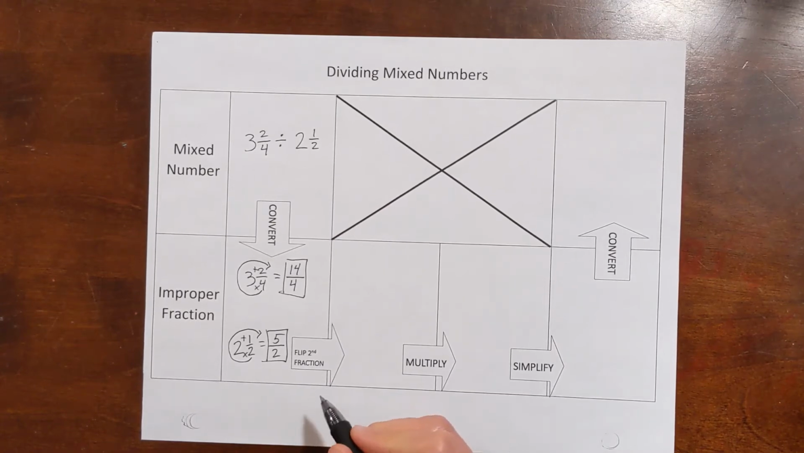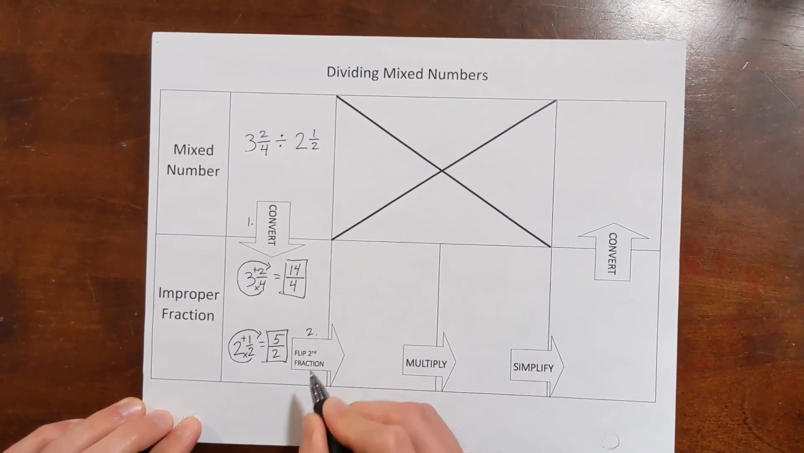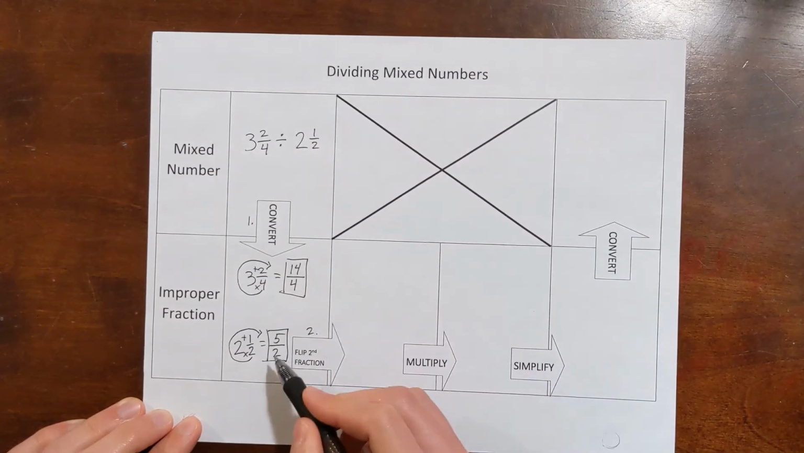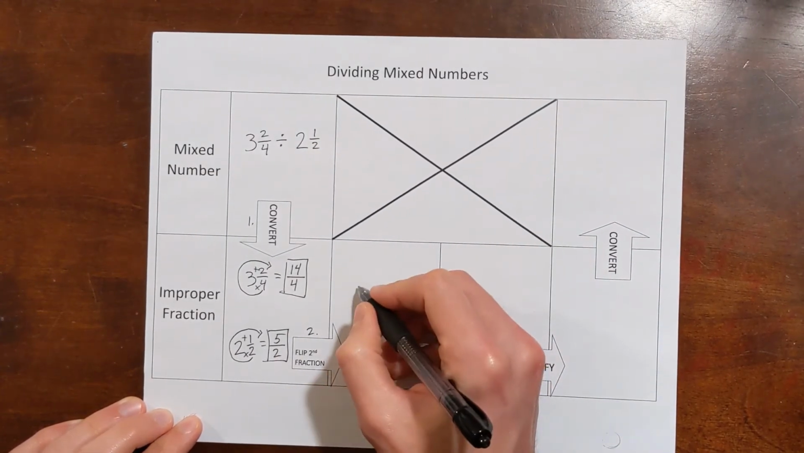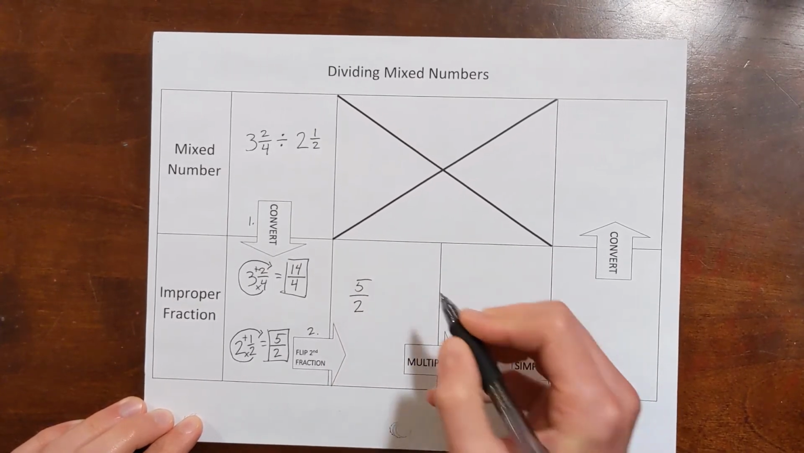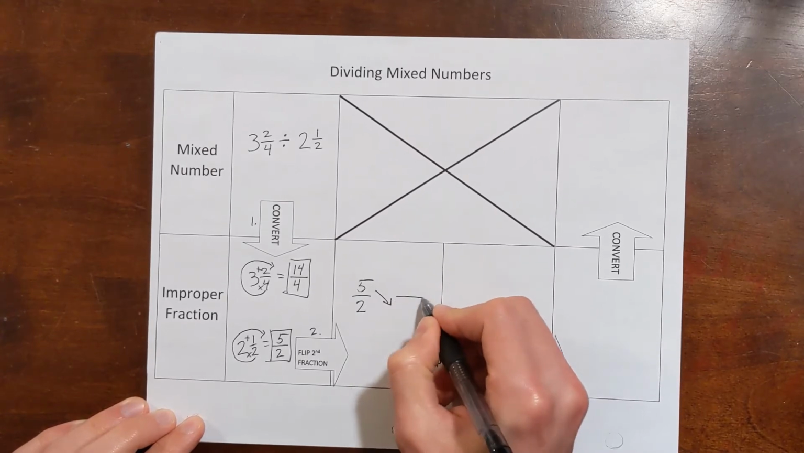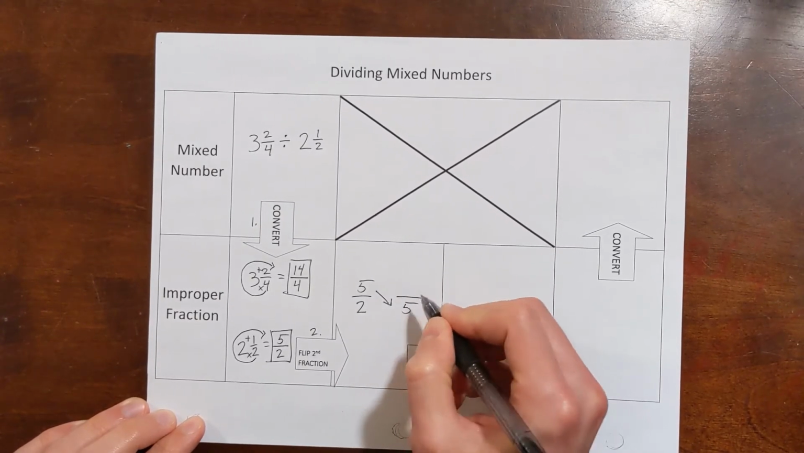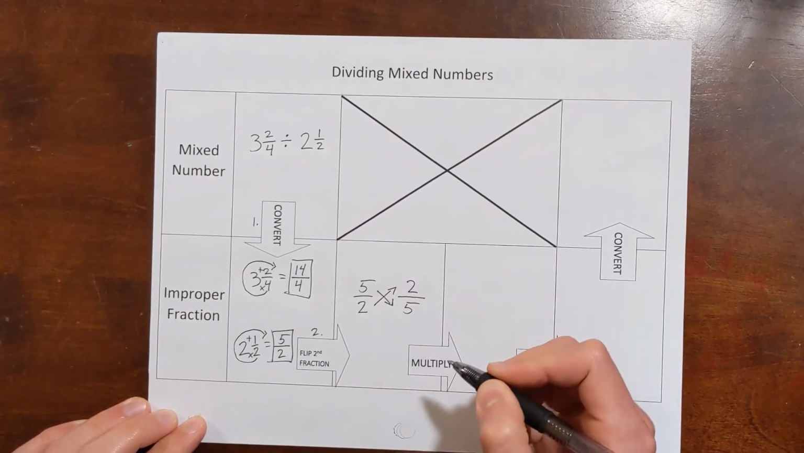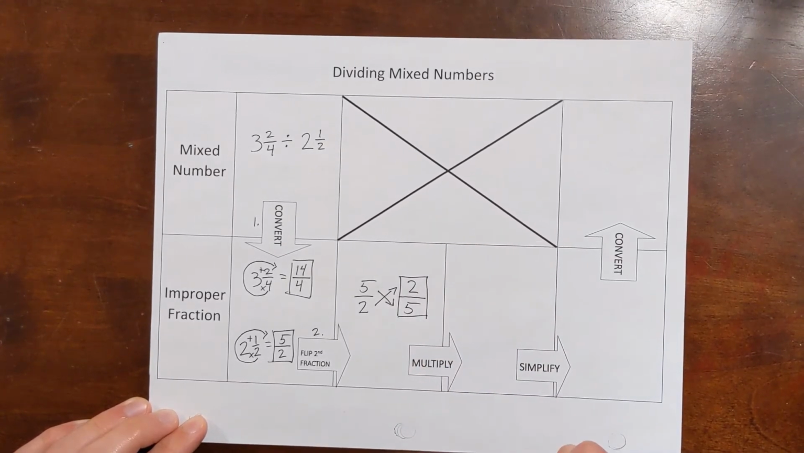But now we get to our second step. We'll mark that as our first step, and this is our second step. Flip the second fraction. The second fraction was the 2 1/2, which we converted to 5 halves. So we're going to take 5 over 2, and we're just going to flip it. The 5 will go on the bottom now of the new fraction, and the 2 will go on the top. So this is our flipped second fraction.